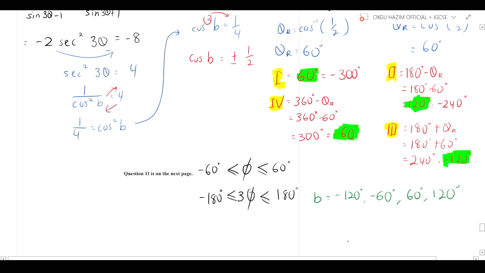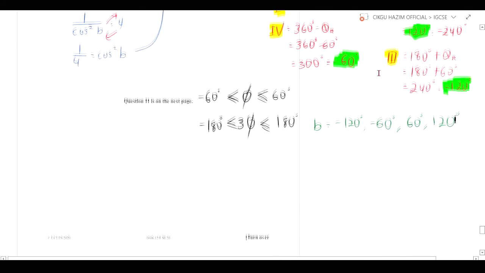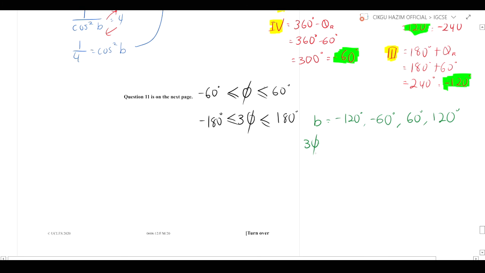But remember, b is equal to 3 theta or 3 phi. So 3 phi here is equal to every answer that we listed just now. So divide everything by 3. When we divide everything by 3, phi here is equal to negative 40 degrees, negative 20 degrees, 20 degrees, and 40 degrees. And after this, we get our answer in degrees.